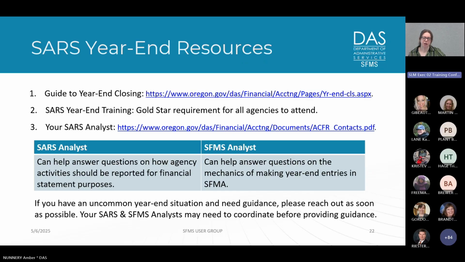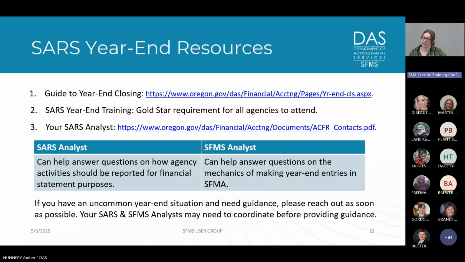So before I start talking about the year-end guidelines, I do want to share with everyone some information about SARS year-end resources. SARS has a lot of great information for agencies. If you have not seen the guide to year-end closing, I have a link to it here. If you're new to the year-end process, if it's been a while since you've looked at that resource, I highly recommend taking a look at it. It walks through the process for year-end, gives you a good overview, talks about what your SARS analyst does for pre-close reviews. So there's a lot of good information in there.